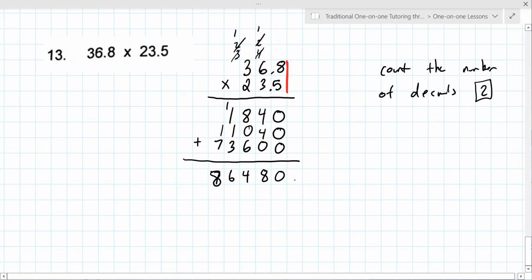All right, now this is where you have to use those decimal places that you counted. You move left the number of decimal places. So you're going to go left 2 times. That's once. That's twice. So your final answer is 8... go ahead. 864.80 or 0.8. Yeah, 0.8.